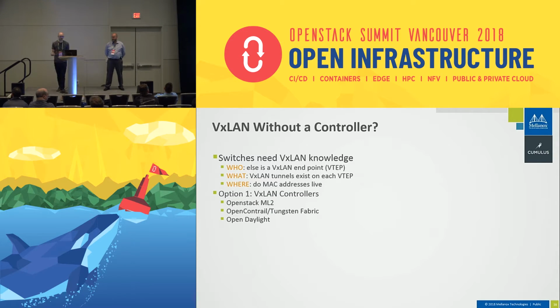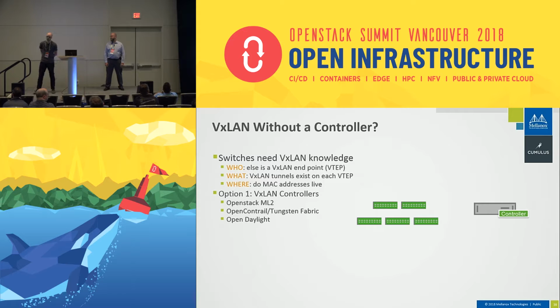So the first way to get this information is from a controller. OpenStack ML2 is the example. Something like OpenContrail, or now it's called Tungsten Fabric, or OpenDaylight, are some of these examples of controllers. But I have basically a database, and that database is going to push information out to the network about who owns what and what lives where.